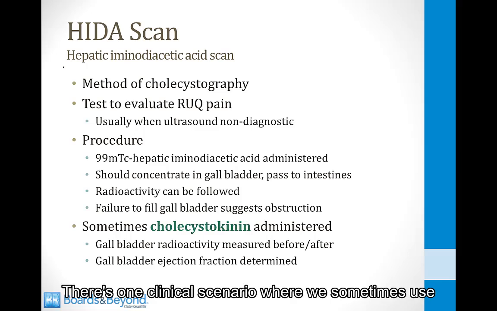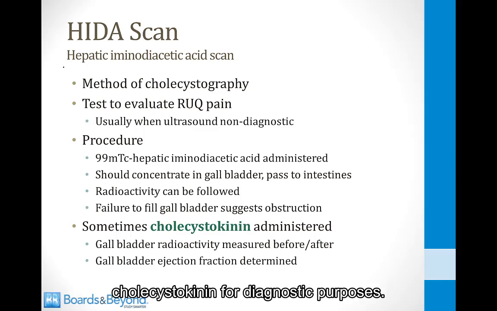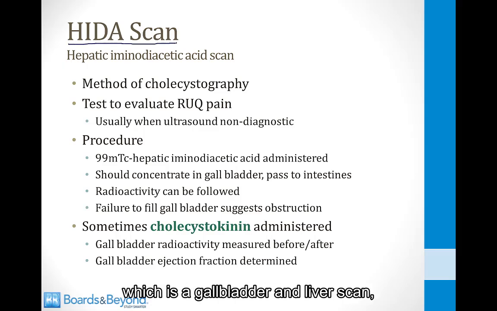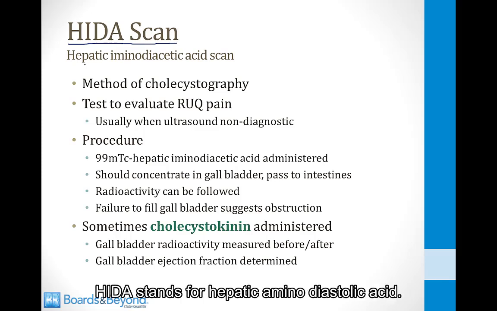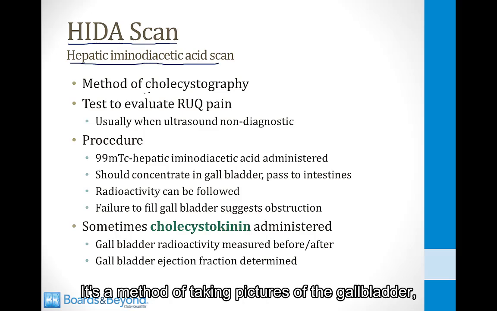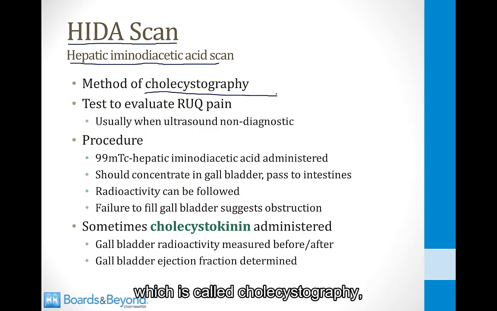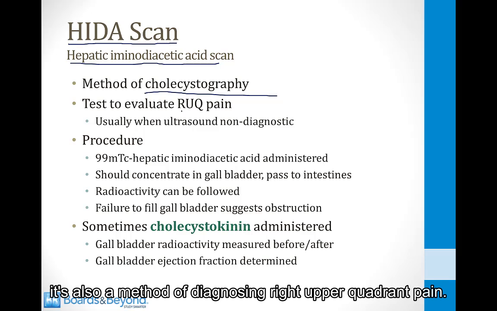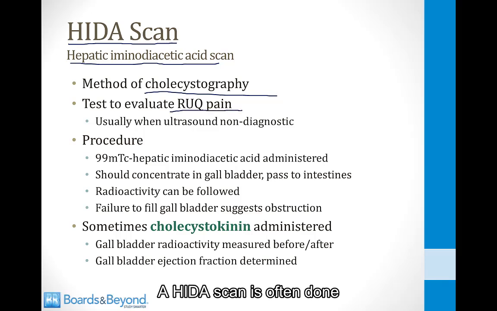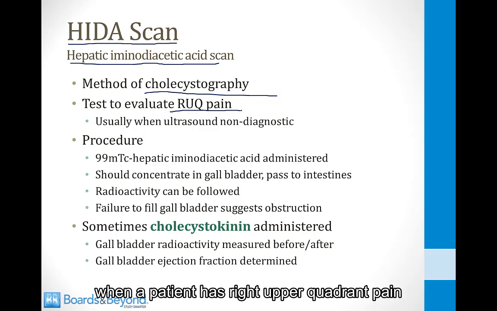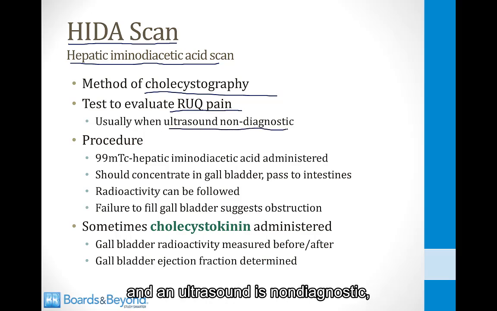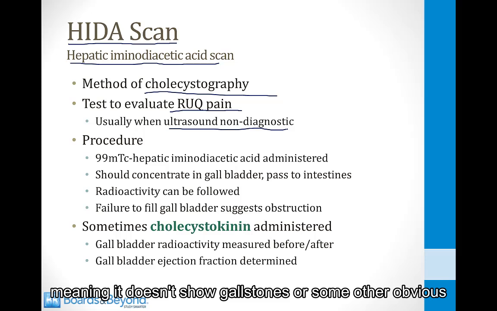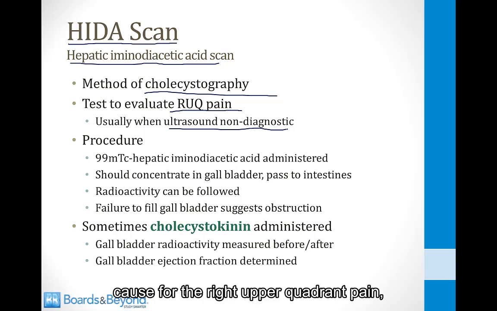There is one clinical scenario where we sometimes use cholecystokinin for diagnostic purposes, and that is in a HIDA scan, which is a gallbladder and liver scan. HIDA stands for hepatic iminodiacetic acid. It's a method of taking pictures of the gallbladder, which is called cholecystography. It's also a method of diagnosing right upper quadrant pain. A HIDA scan is often done when a patient has right upper quadrant pain and an ultrasound is non-diagnostic, meaning it doesn't show gallstones or some other obvious cause for the right upper quadrant pain.